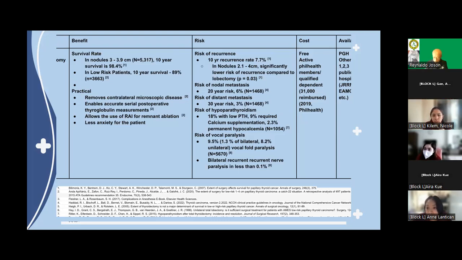For the cost, for active PhilHealth members and qualified dependents, PhilHealth will reimburse 31,000 pesos for this, and in most public institutions, it is free. However, in some private institutions that we found, it's around 21,000. For the availability, it is available in PGH and other level 1, level 2, level 3 public hospitals such as JRRMC, East Avenue Medical Center, etc.